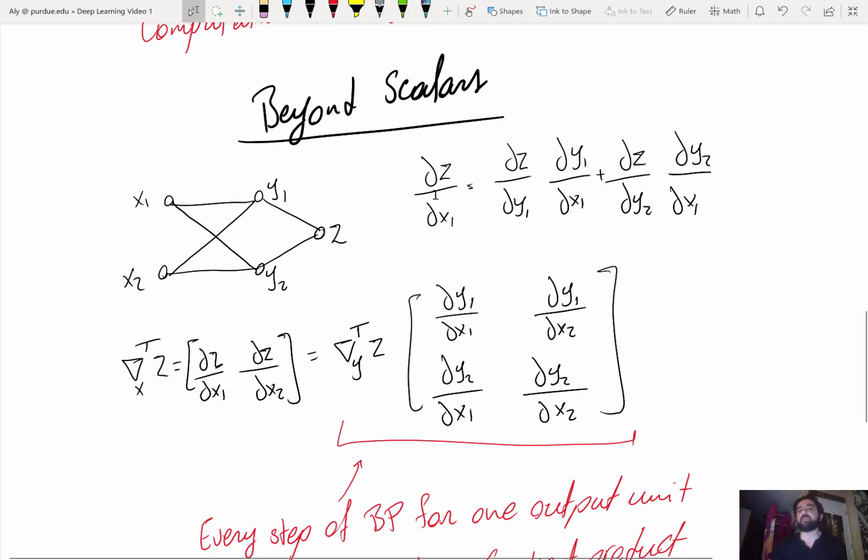the partial derivative of z with respect to x1 is equal to the partial derivative of z with respect to y1 times the partial derivative of y1 with respect to x1, plus the partial derivative of z with respect to y2 times the partial derivative of y2 with respect to x1. Here, because there are two paths from x1 to z, one through y1 and one through y2. So to compute the sensitivity, the change in z in correspondence to a change in x1, I want to know that change in x1, how much will it affect y1 and how much will it affect y2, and how much the change in y1 will affect z and how much the change in y2 will affect z.